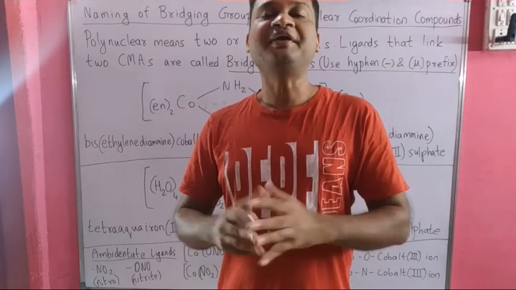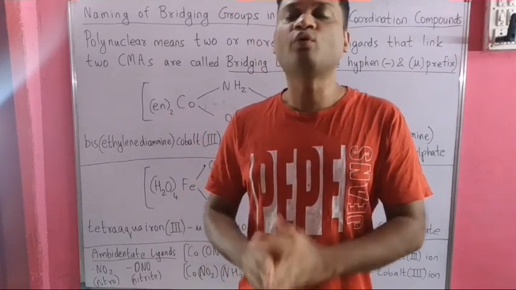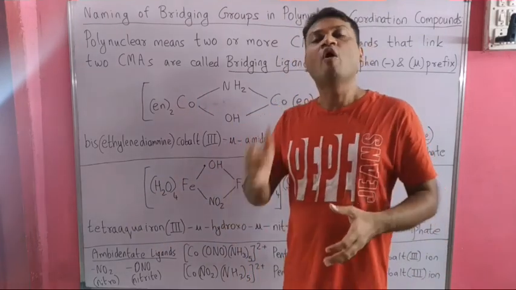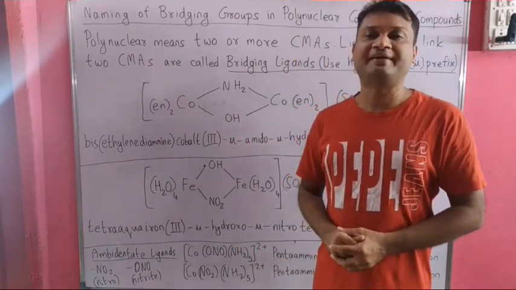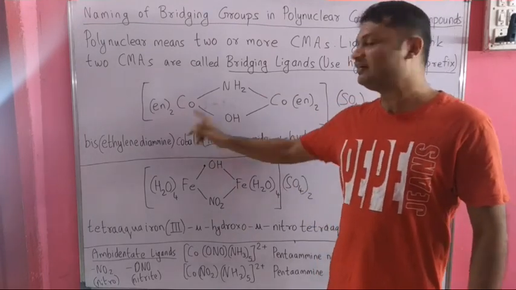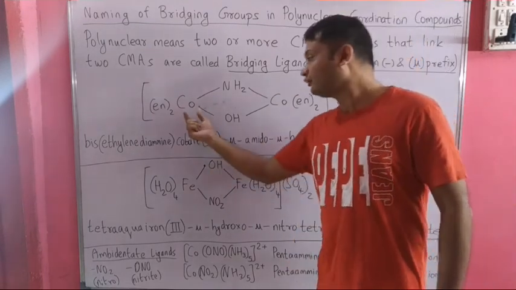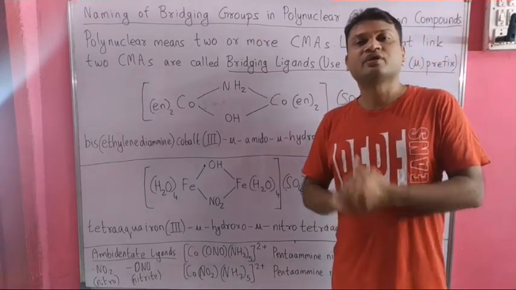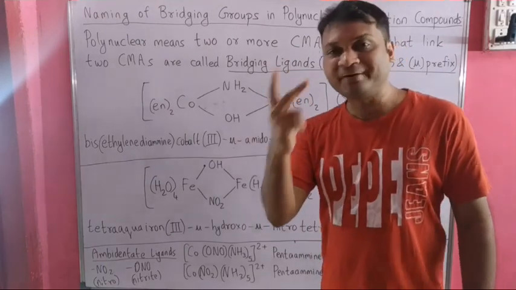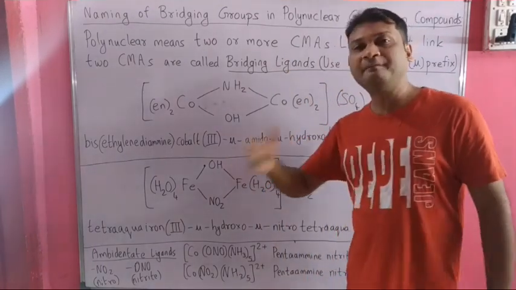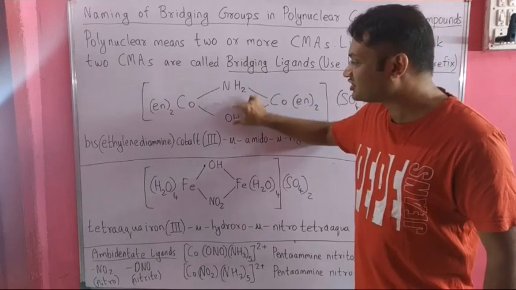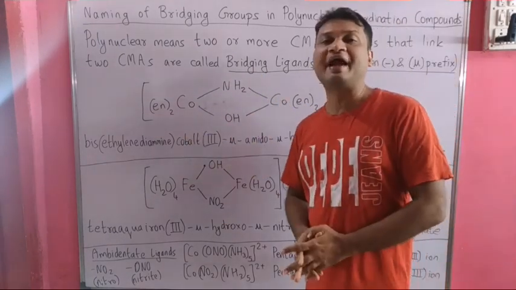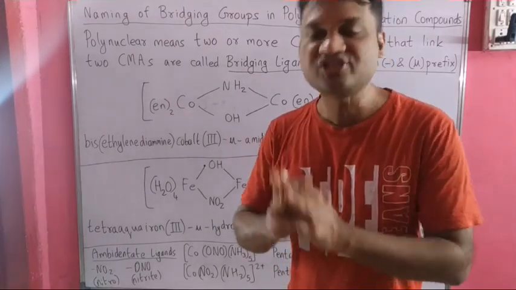Nuclear means central metal atom. So polynuclear means the coordination compounds in which we have more than one central metal atoms. For example, if we take this compound, we have 2 cobalts, that is 2 central metal atoms. They are bound by 2 bridging ligands. What do we mean by bridging ligands? The ligands which act as a bridge between the 2 central metal atoms. They are called as bridging ligands.